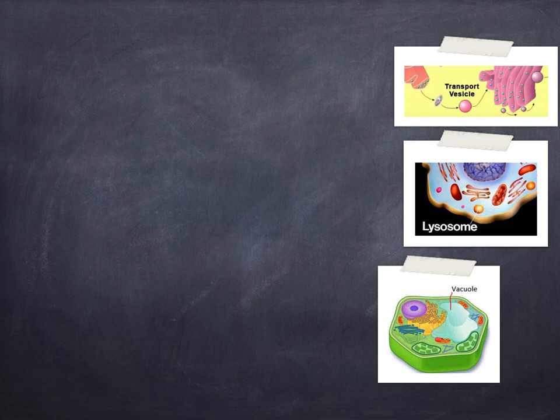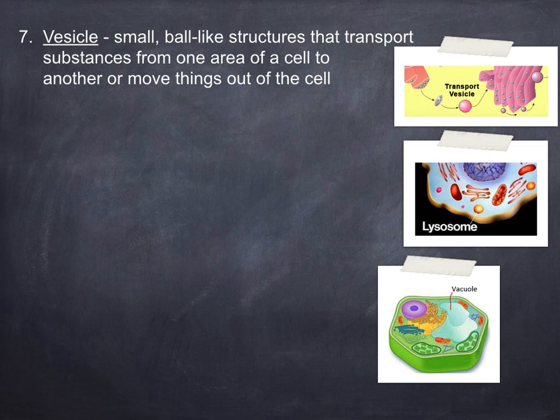We mentioned that the Golgi apparatus puts things in vesicles. So what's a vesicle? This is what a vesicle looks like. It's just a little ball-like structure that carries substances from one spot in a cell to another, or it moves things out of the cell. So that's its two jobs: to move things from one place to another, or move things out of the cell. I kind of think of it like the mail truck. You could think of it like it carries things from the packaging place to another place.